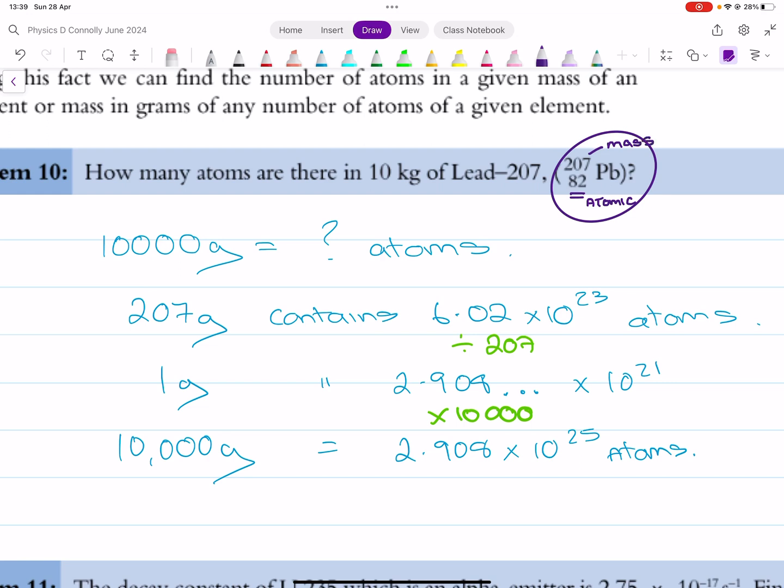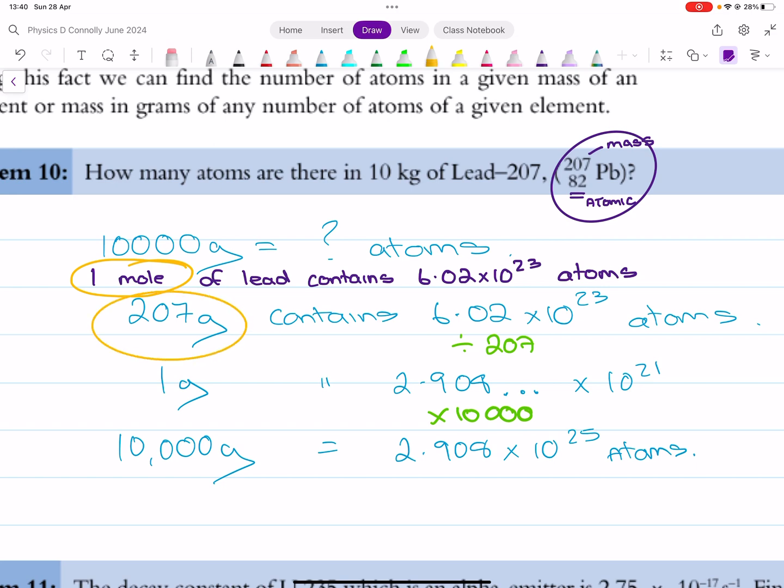Now, from the concept of the mole, we say that 1 mole of lead contains Avogadro's number, which is 6.02 by 10 to the 23 atoms. The only thing you need to get across is that 1 mole is the same as the mass number.